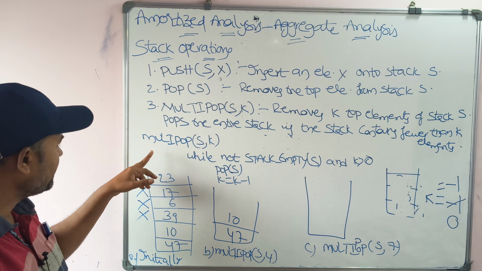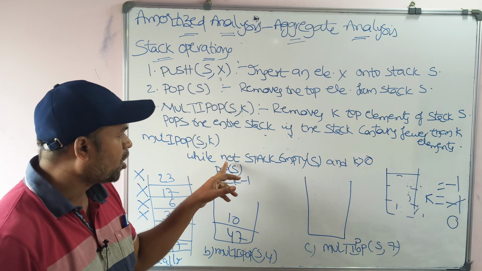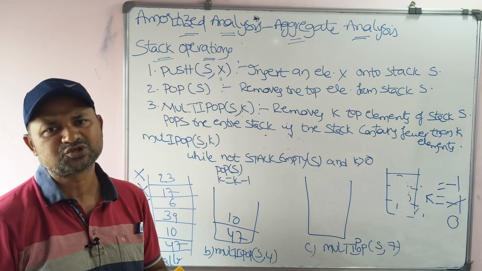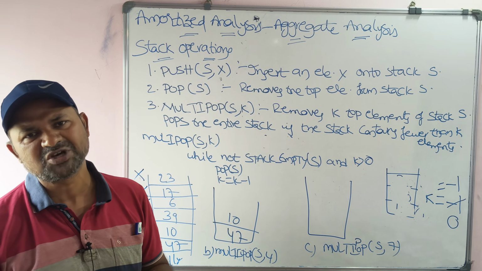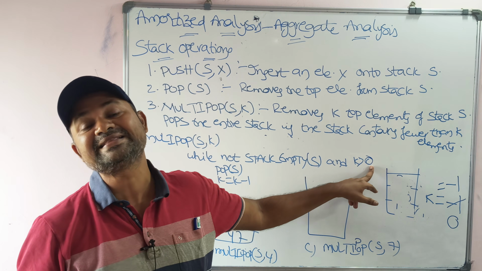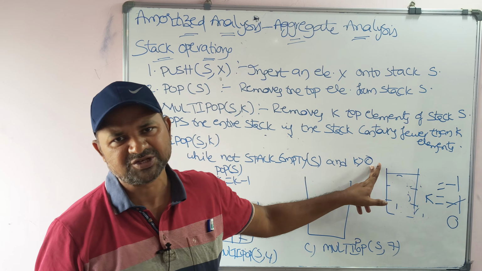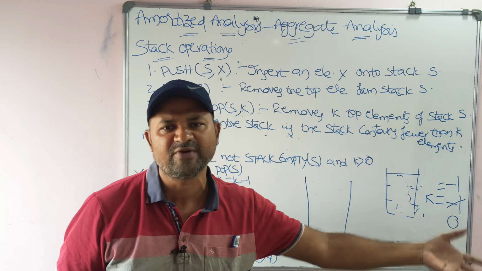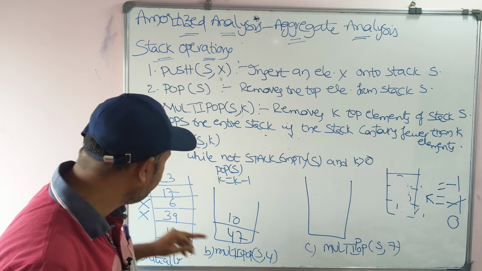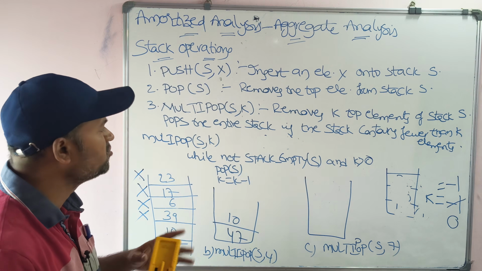Let's see the pseudocode or algorithm for multi-pop. Multi-pop of S comma k: while not stack-empty of S. We have already seen this in the pop operation. Just like that, here also we can perform the multi-pop operation only when the stack is not empty and the top value should be greater than 0. If top is -1, the stack is empty and we can't perform the pop operation. If k, meaning the top value, is greater than 0, then only we can perform the pop operation. So pop of S: the topmost element will be popped and then the k value will be decremented.